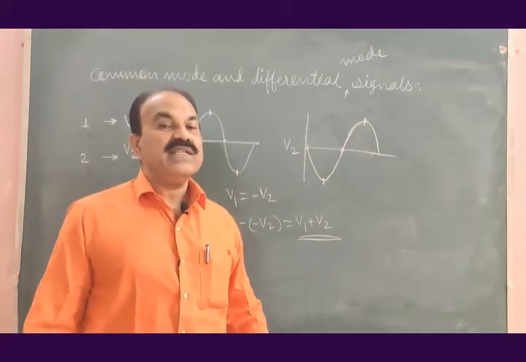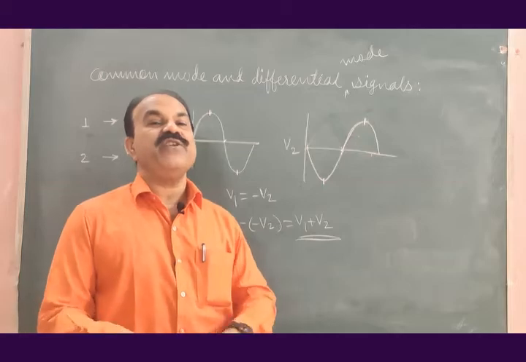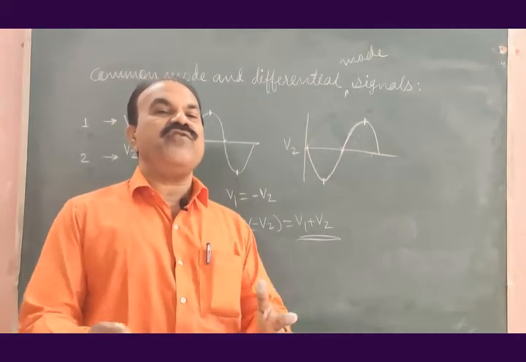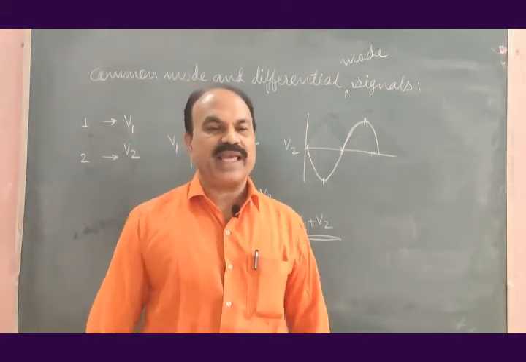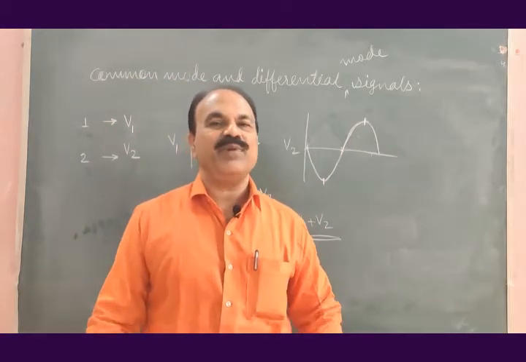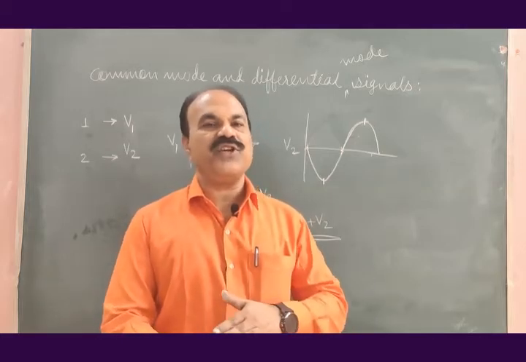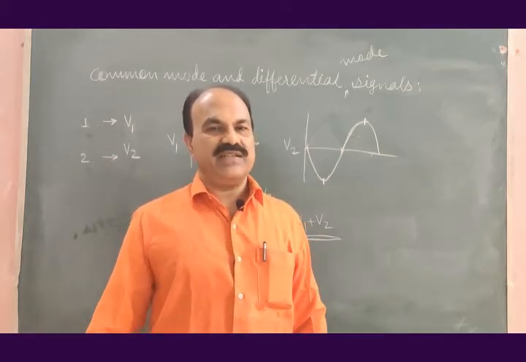Common mode signals are the signals which are in phase, so that their subtraction, their difference, will be 0 and the output of the differential amplifier will be 0. A differential amplifier is never used with common mode signals.